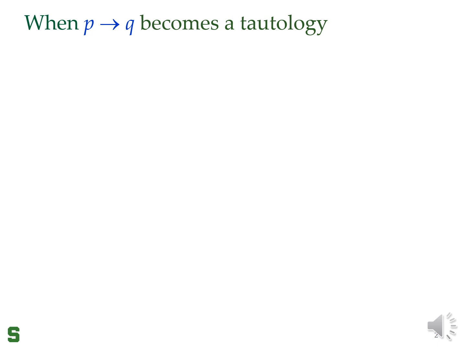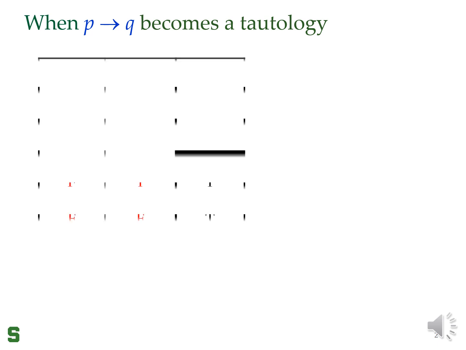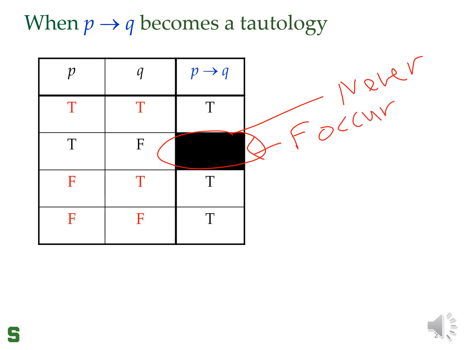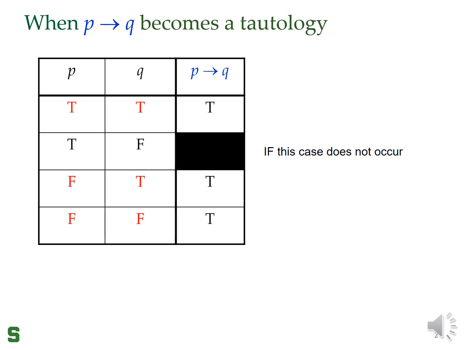So let's see when P implies Q becomes a tautology. This is the truth table for P implies Q. If you are not sure where this came from, I would ask you to go back to the previous module to see the truth table for P implies Q. Here we had the entry false. Everywhere else we had the entry true. So P implies Q will become a tautology if this case never occurs. If this case never occurs, then that will be a tautology.